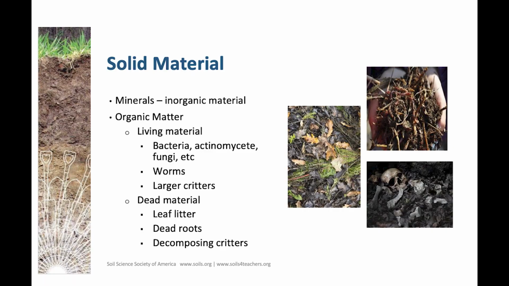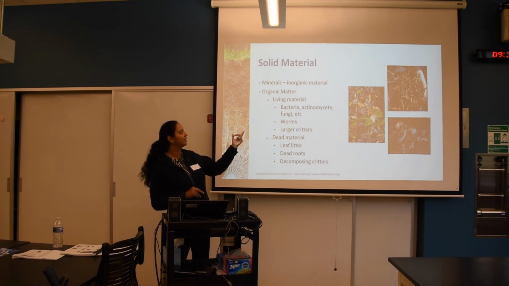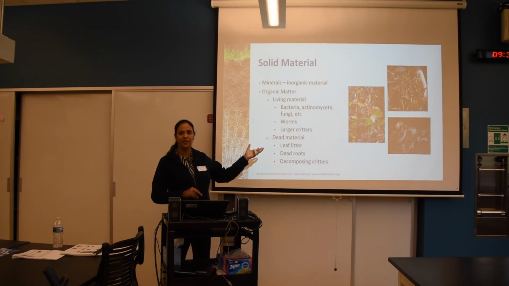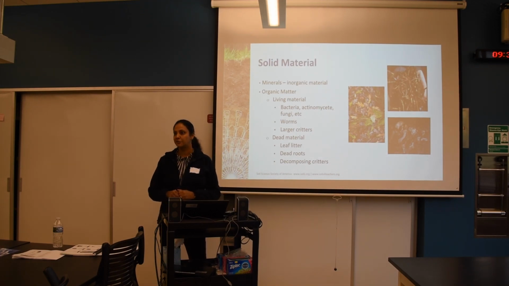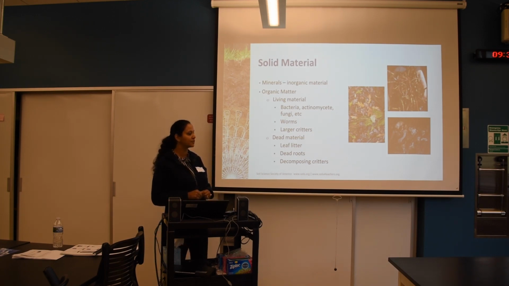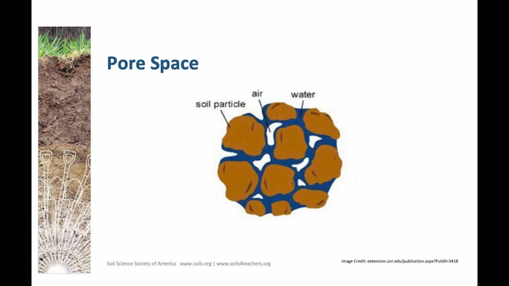So let's learn about the solid material, which is the minerals and the organic matter. The minerals are inorganic: sand, silt and clay, derived from the rocks. Then we have the organic matter, which can be either living or dead. The living material can be bacteria, actinomycetes, worms, critters, and the dead material can be leaf litter, dead roots, decomposing critters, and all that decomposing matter. Then we have the air and the water.